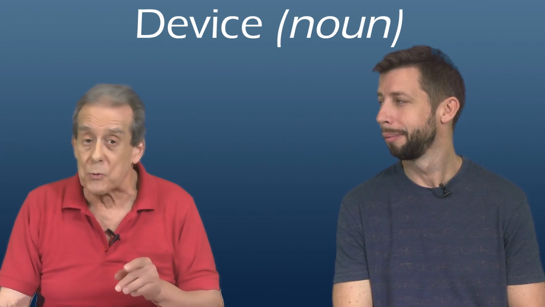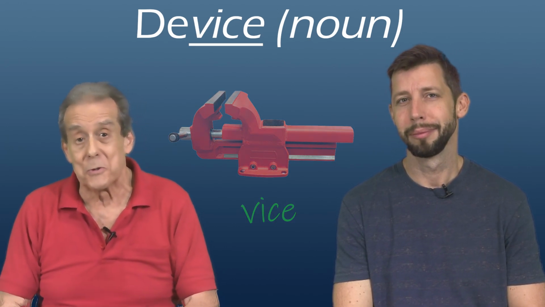If you still find these two words confusing, just remember that the noun device has the word vice in it, which is also a noun.